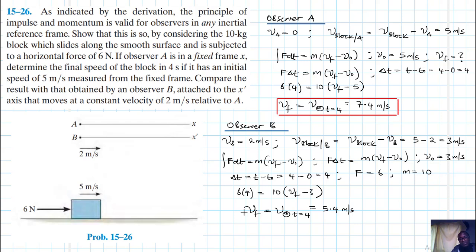Okay, so these are the final solutions. Here it is 7.4, but for B, because B is also moving, it becomes 5.4.